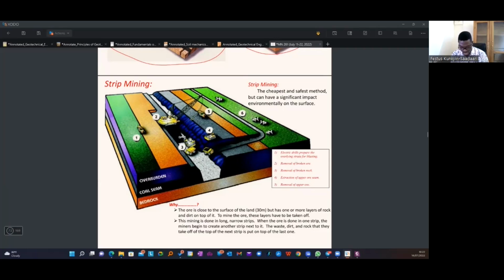So we are taking this waste out. It says that the ore is close to the surface of the land, by 30 meters, but has one or more layers of rock and dirt on top of it. To mine the ore, these layers have to be taken off. This mining is done in long, narrow strips. When the ore is done in one strip, the miners begin to create another strip next to it. So they are just telling us how we undertake this kind of exercise to get the mineral of interest.